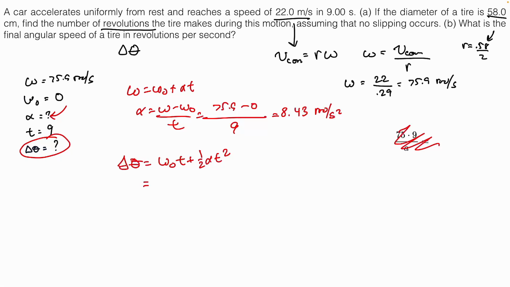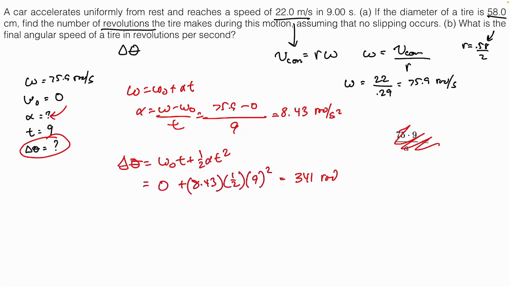We know omega naught was 0, right? Plus 8.43 times, oh, I forgot the half. It's wrong order. 9 squared. This better be 340.7 radians. Yeah? Okay, we'll do 341. Slightly different way, so a little bit of round off error. Radians. And then they asked for revolutions.